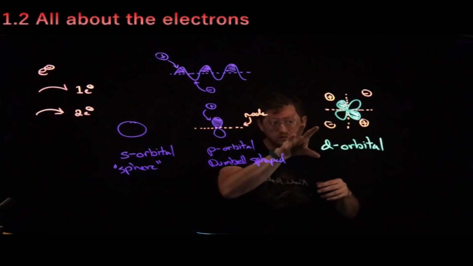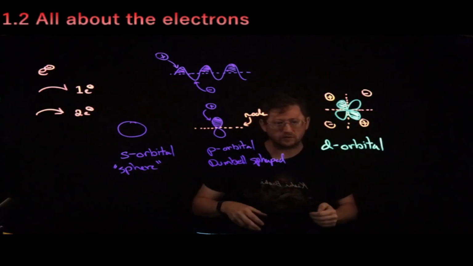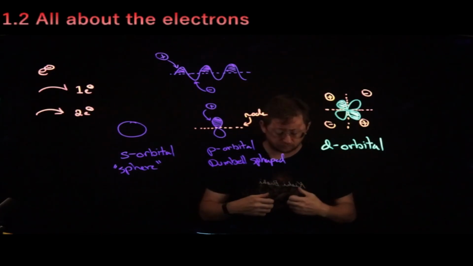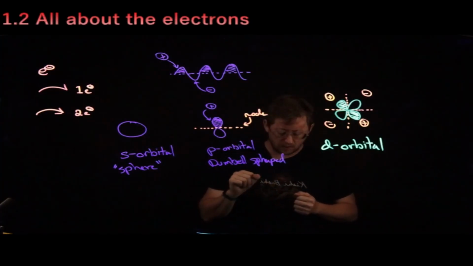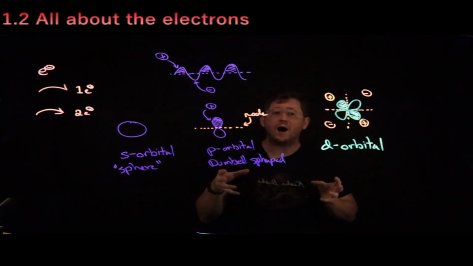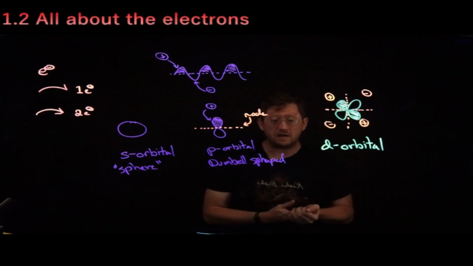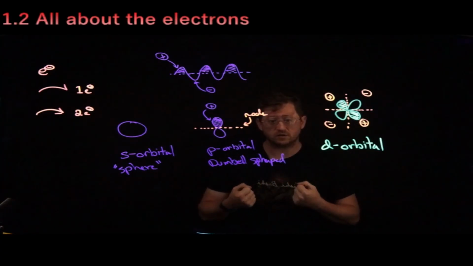These orbitals and variations of these orbitals are going to be used to build molecules. And so it's important to know how these things work. And it's important to know why these things work. And it has to do with the behavior of the electron, because the electron does all the work.